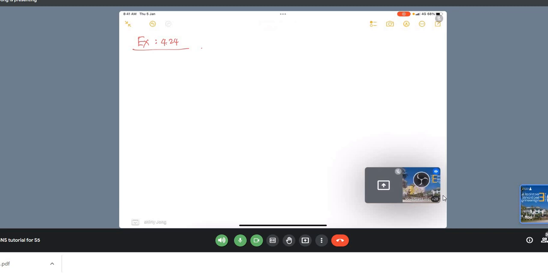Example 4.24. A 10 ohm resistor, and the input is v equals 5 e to the power of negative 3t u(t). First of all, we find the energy carried by the signal in the time domain. We want to find the energy at the 10 ohm. So 10 is like the amplitude, a constant, and then the formula is the integration from minus infinity to infinity of x(t) squared dt. So this is in the time domain.